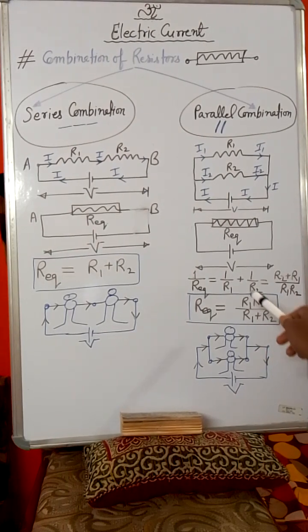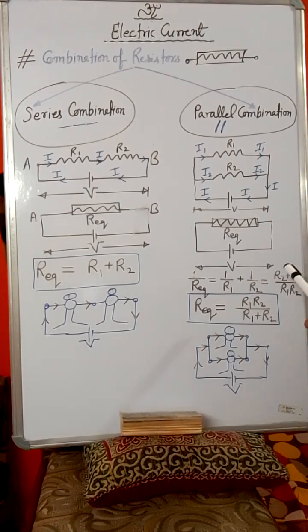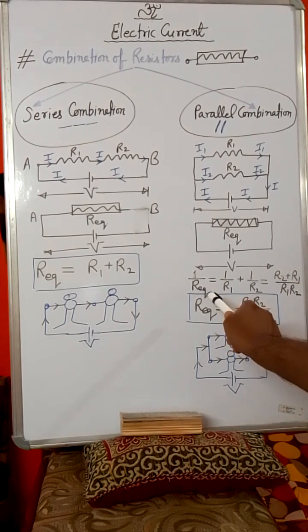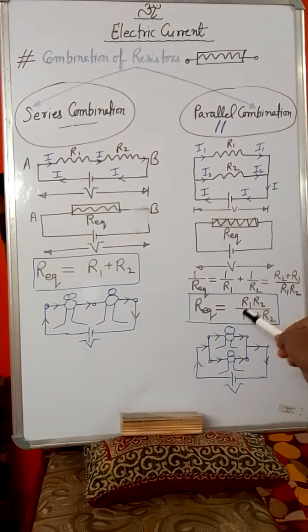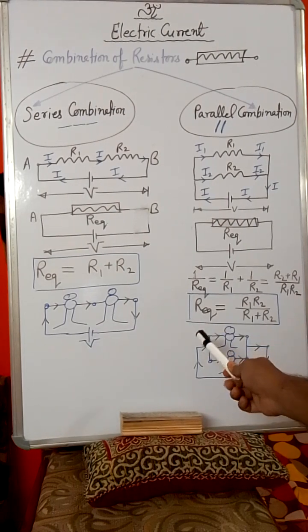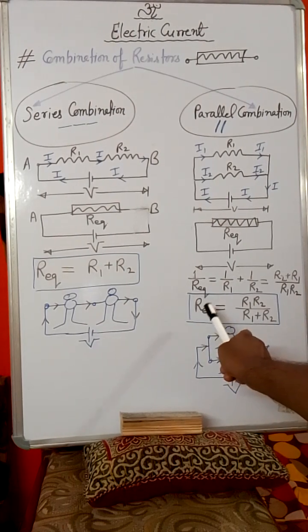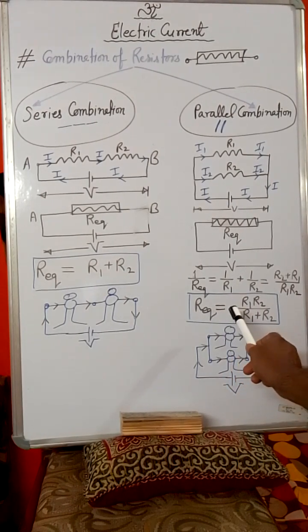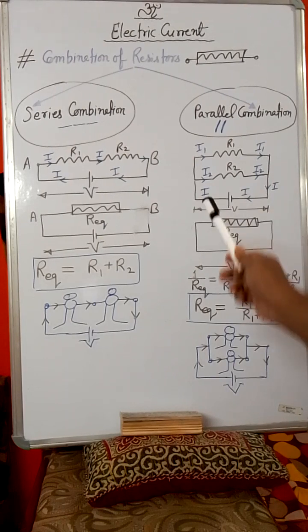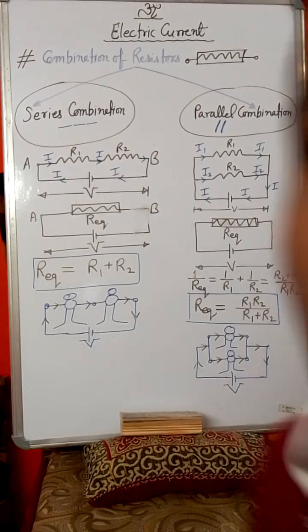Means let's suppose the answer that you get after adding 1 upon R1 plus 1 upon R2 plus 1 upon R3 is 5 by 6. So 5 by 6 is not your R equivalence. That is basically 1 upon R equivalence. So you need to again take the reciprocal of that. After taking the reciprocal, you will get your final value of the equivalence resistance of all the resistors which were in parallel combination. Are you getting?